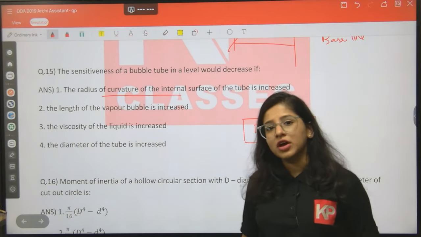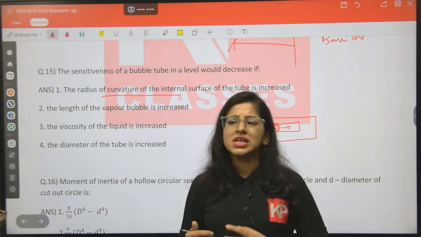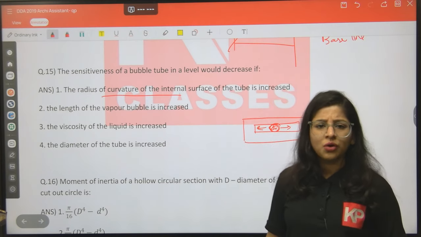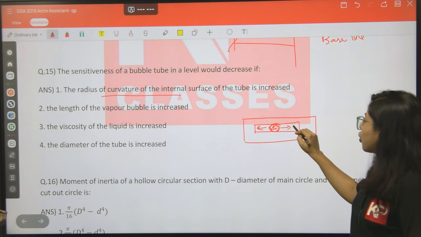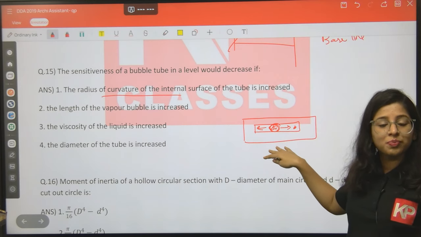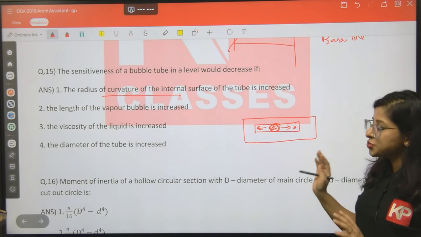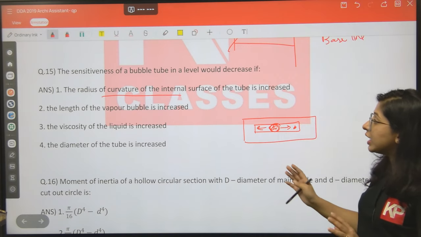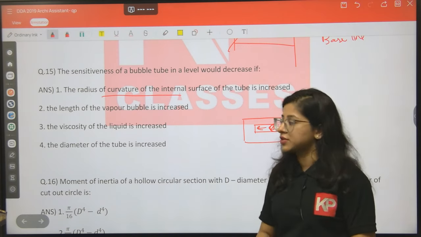So if the radius of curvature of the tube increases, will the sensitiveness increase or decrease? Will it impact the sensitiveness? Obviously not. The radius is increasing. The amount of spirit that you fill up inside is going to change. Nothing else is going to happen. It's not going to increase or decrease the sensitiveness.